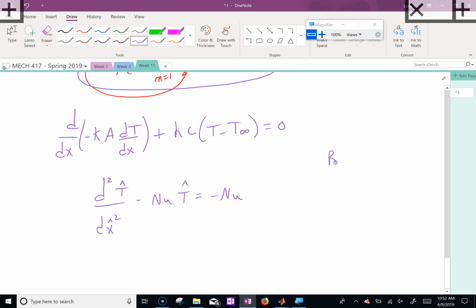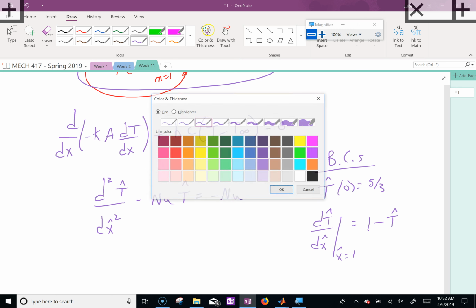And we need 2 boundary conditions, right? 5/3, and I think we did the derivative at x hat equals 1, 1 minus t hat. And I think you actually solved this one by hand. You didn't do the other one with the beam of the magnet, right? So, we have a differential equation. The rules state this.